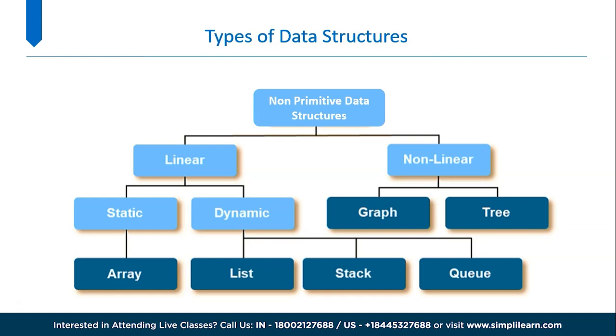Next, we have the non-linear on the other hand. A non-linear data structure is a kind of data structure in which data elements are not arranged in a sequential order. There is a hierarchical relationship between individual data items present in it. And the insertion as well as the deletion of data is also not possible in a linear fashion. One of the best examples of non-linear data structures is graphs and trees. Now let us move ahead and understand each type of data structure in a more detailed way.